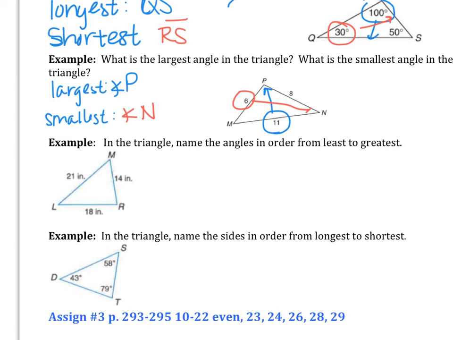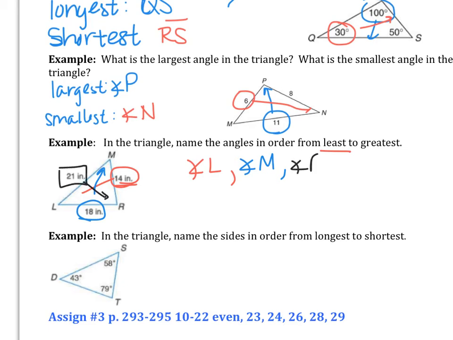Down here in the next example, in the triangle, name the angles in order from least to greatest. So again, we're looking at those measures of those sides. So the smallest, so we're going from the least, is that 14. So across from that 14 is angle L. The next length is that 18, so across from 18 will be angle M. And then the largest side is across from the 21, so that would be angle R.